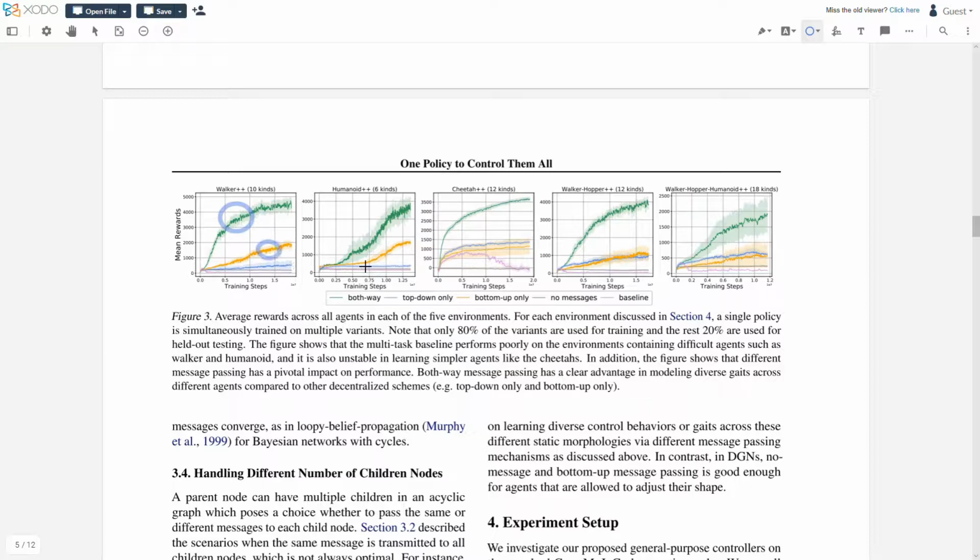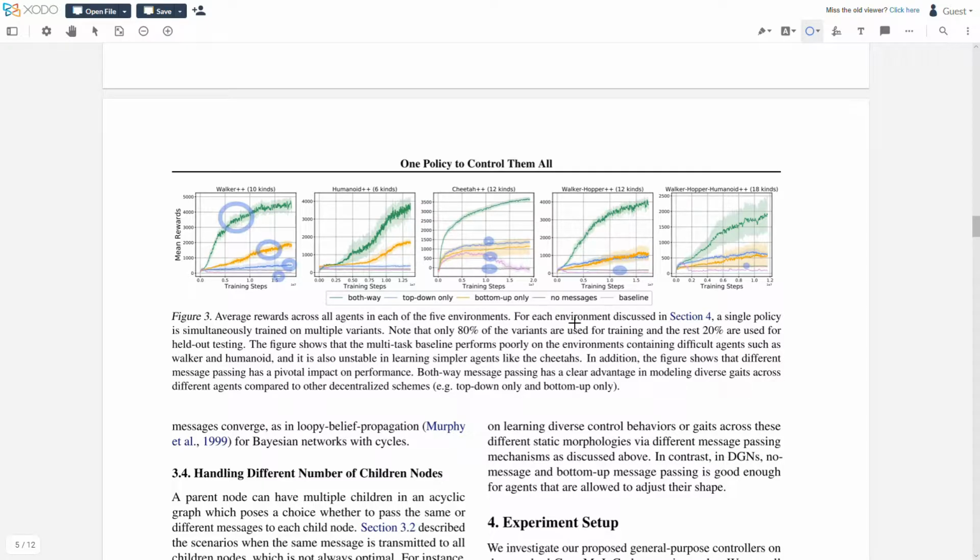And the yellow line here means that we only enable the message passing from the children to the parents. And the blue line here, top down, means the message only passes from parents to children. And no message here means we disable all the message passing. So all the body parts react independently. The purple line, the baseline here, means using one single traditional reinforcement learning policy for all those morphologies.